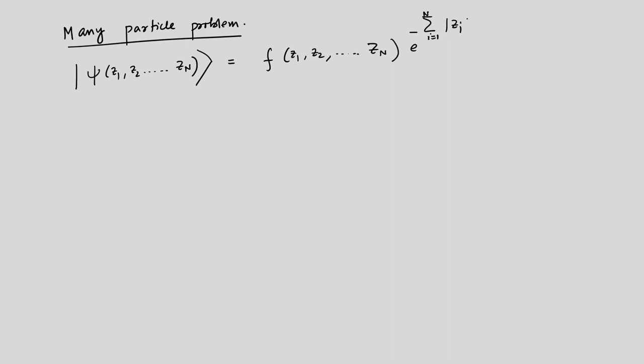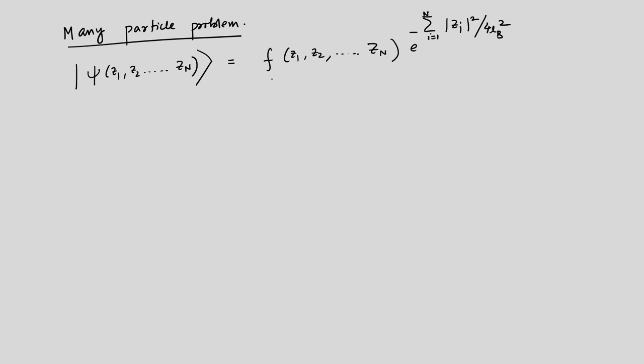So in the many-particle problem, on such general grounds, the psi is now a function not only of z1, z2, but of some n particles, z1, z2, z3, which correspond to the complex coordinates of all these particles. This can be written as some f(z1, z2, and so on till zn) for n particles, times exponential minus the summation from i equal to 1 to n of zi square divided by 4 lb square. So in the exponent you'll have a sum of z1 square plus z2 square plus z3 square all the way up to zn square.